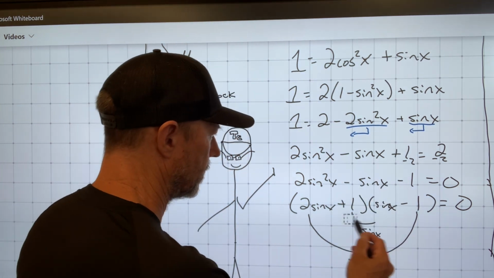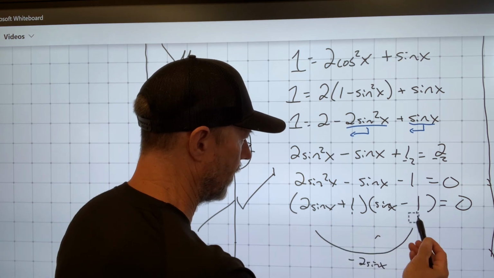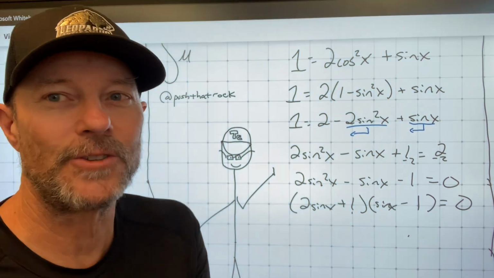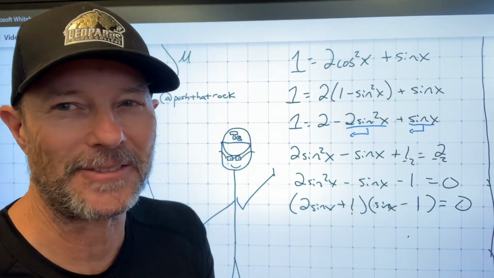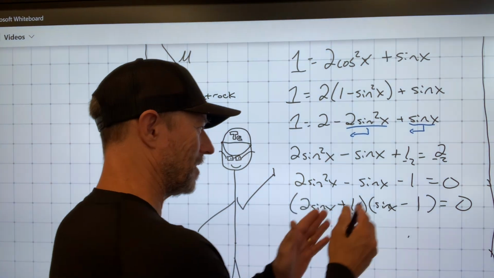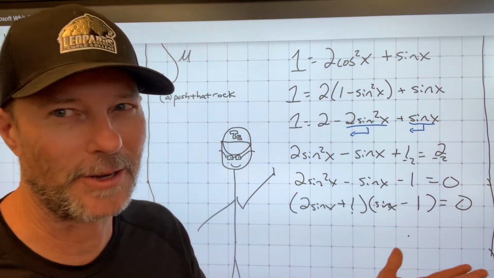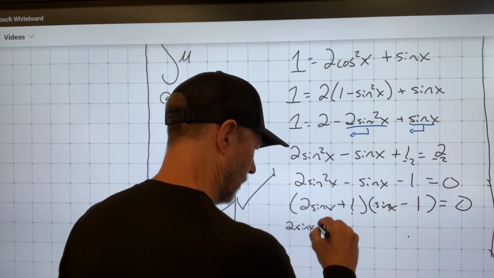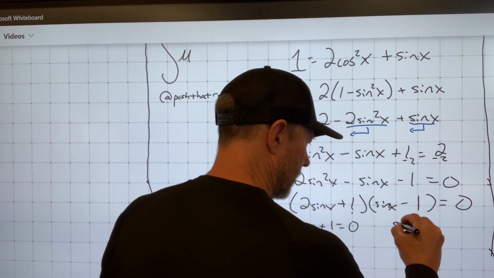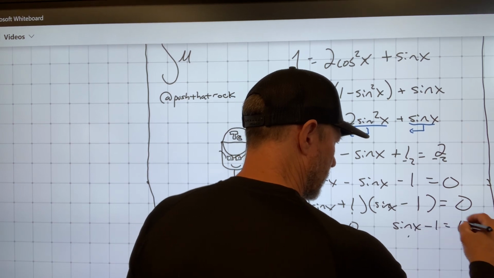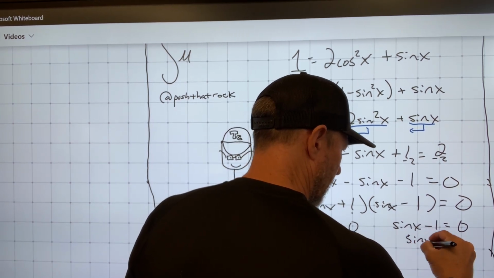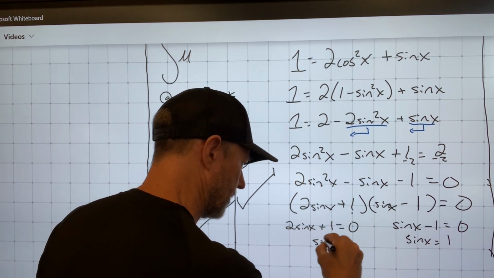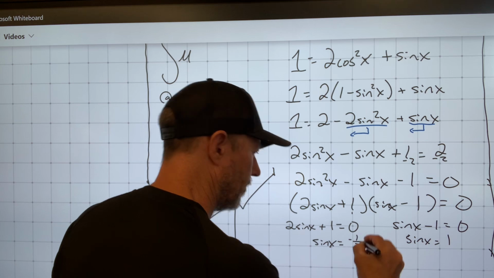So it factors nicely. Now what do you do once you have it factored? Once you factor it and it's equal to 0, you can set the factors equal to 0, because a number times a number that equals 0 means one of the numbers is 0. So we're going to take this factor and set it equal to 0, and this one and set it equal to 0. So over here we get sine of x is equal to 1, and over here we subtract 1 and divide by 2, so we get sine of x is equal to negative 1/2.